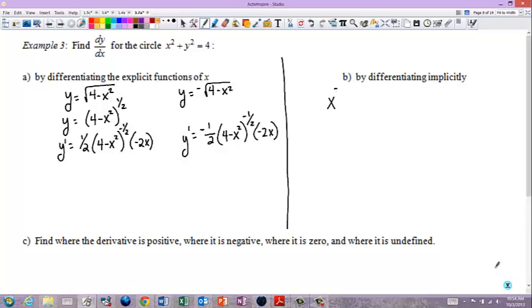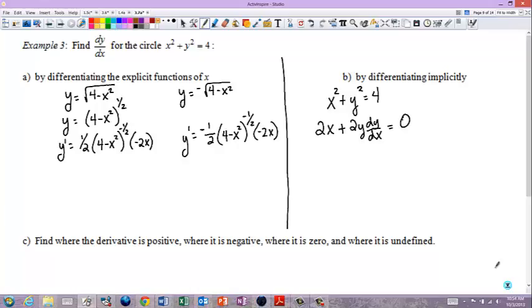So we have the meat of the lesson. x squared plus y squared equals 4. We're going to differentiate term by term, not solving for y. So the derivative of x squared is 2x. I don't have to put dx/dx. Plus 2y dy/dx equals the derivative of 4, and the derivative of a number is 0.